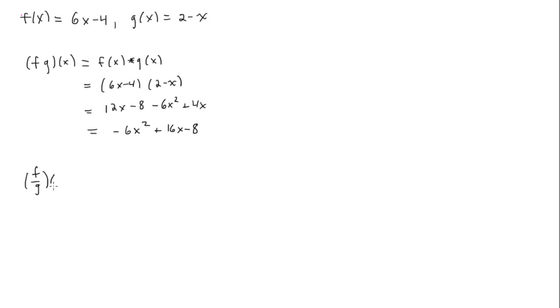Now, the f over g case at x is literally just to take f and divide it by g. Okay, and in this case, we have 6x minus 4 on top, and then on the bottom, 2 minus x. Now, in this case, there's no simplification we can do, so that's it for writing it down.